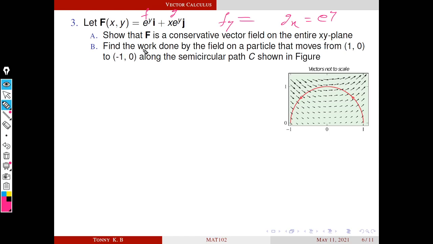Okay, next we have to find the work done by the field on the particle that moves from (1, 0) to (-1, 0). Here this is our (1, 0), this is (-1, 0). So it is moving in this orientation along the semicircular path C shown in the figure. They didn't give any equation of this curve. Why? Because here this vector field is conservative, and then we know how to evaluate work done. What is the formula of work done? Yes, work is equal to the integral over C of F dot dr.